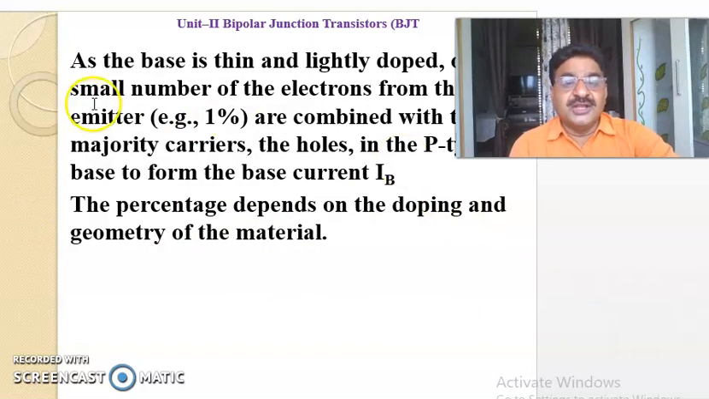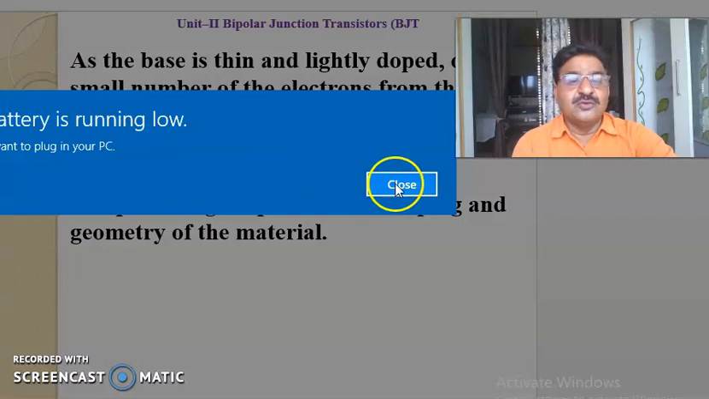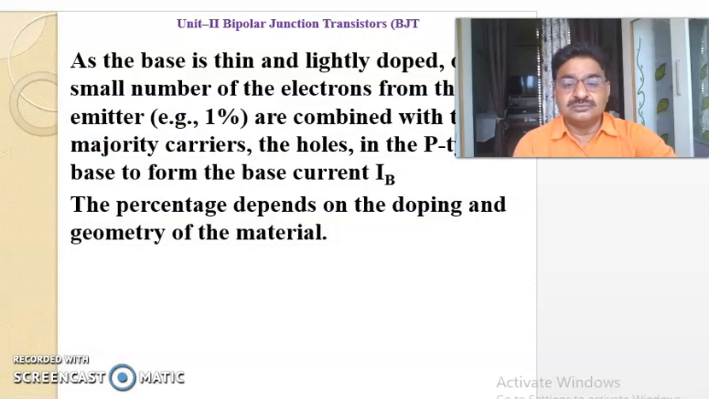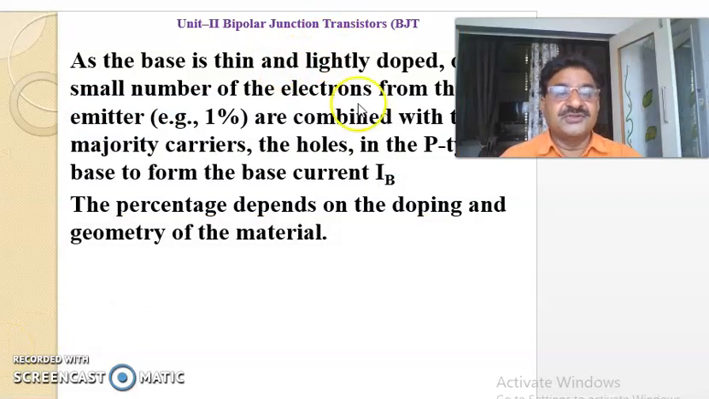Here I will show you again. As the base is thin and lightly doped, only a small number of electrons from the emitter, about 1%, are combined with the majority carriers, the holes in the p-type base, to form the base current. Why is base current small? Because only 1% of electrons from the emitter combine to form it. Yes, the base current depends only upon the small number of electrons from the emitter combined with the majority carrier holes in the p-type base to form the base current IB.